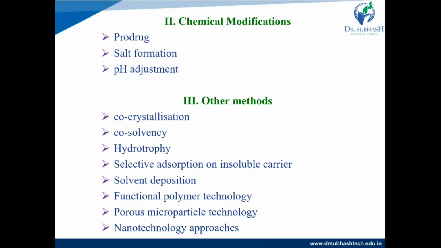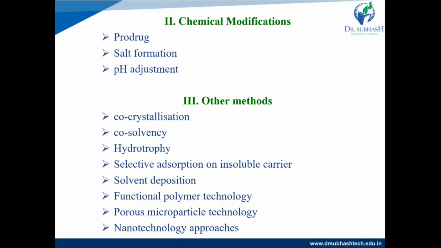soluble drugs. Solvent deposition. In this method, the poorly water soluble drug is dissolved in an organic solvent like alcohol and then deposited on an inert hydrophilic solid matrix like starch, and then evaporation of that solvent is done. So that is called the solvent deposition method. It is also used for improvement. Functional polymer technology enhances the dissolution rate of poorly water soluble drugs by avoiding the lattice energy of the drug crystals, which is the main barrier to rapid dissolution in aqueous media.